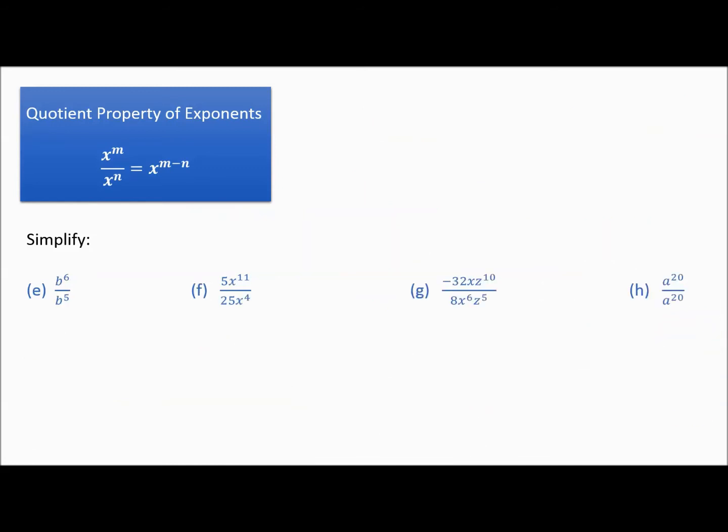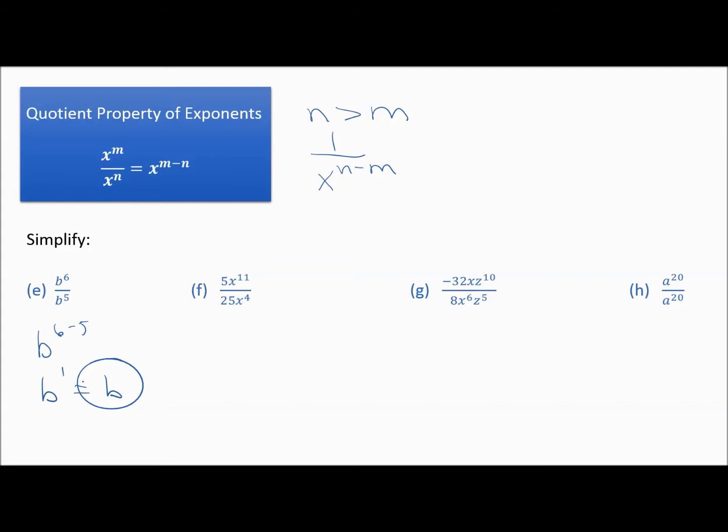So let's look at a few more examples where we use this rule. Again, this rule in blue applies if m is bigger than n. On the other hand, if n is bigger than m, you would have 1 over x to the n minus m. Look, we've got both b's here. The numerator exponent is bigger than the denominator exponent, so we can say this is b to the 6 minus 5, which is b to the 1st, which we know is just b, because that's an implied 1 exponent.